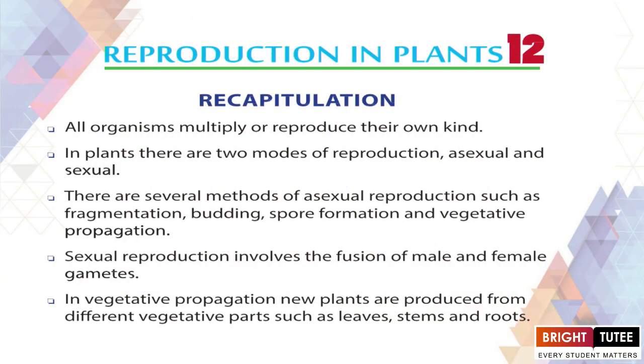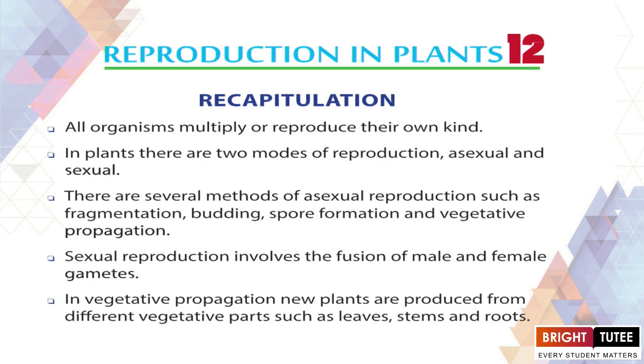Students, now let us quickly summarize what we read in this chapter, Reproduction in Plants. We have understood that all organisms multiply or reproduce their own kind. In plants, there are two modes of reproduction, asexual and sexual. There are several methods of asexual reproduction, such as, what are the methods? The methods are fragmentation, budding, spore formation and vegetative propagation.